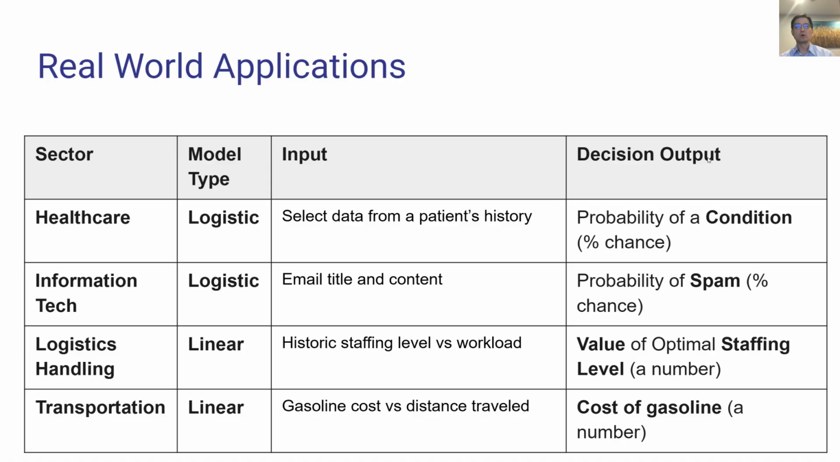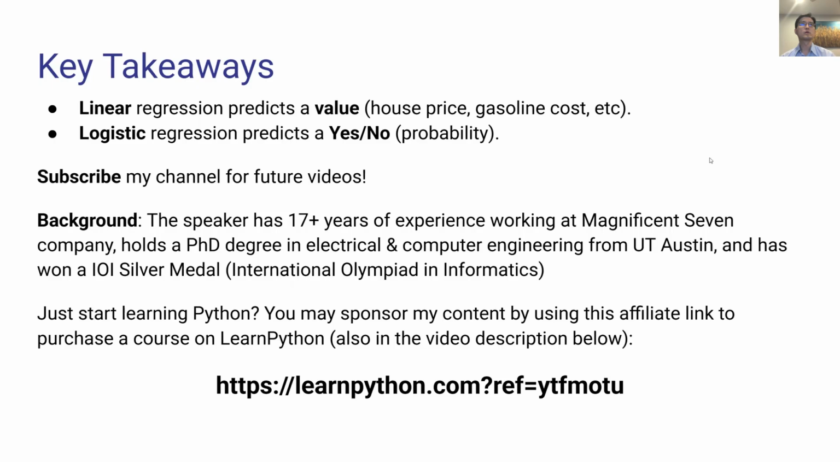You can use historic staffing level versus workload to predict the value of the optimum staffing level. And then in the transportation sector, you can use the distance traveled to predict the cost of gasoline. So the key takeaway is that linear regression is for predicting a value. Logistic regression predicts yes and no.